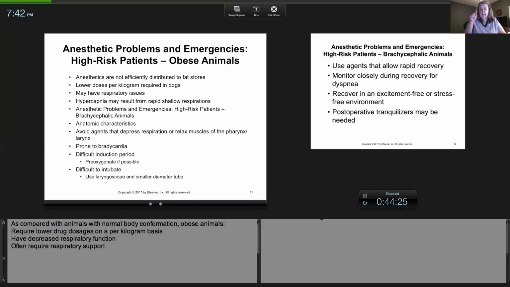This big palate acts like a curtain, and then they breathe back and forth. So one thing is that we want to get them intubated very, very quickly.